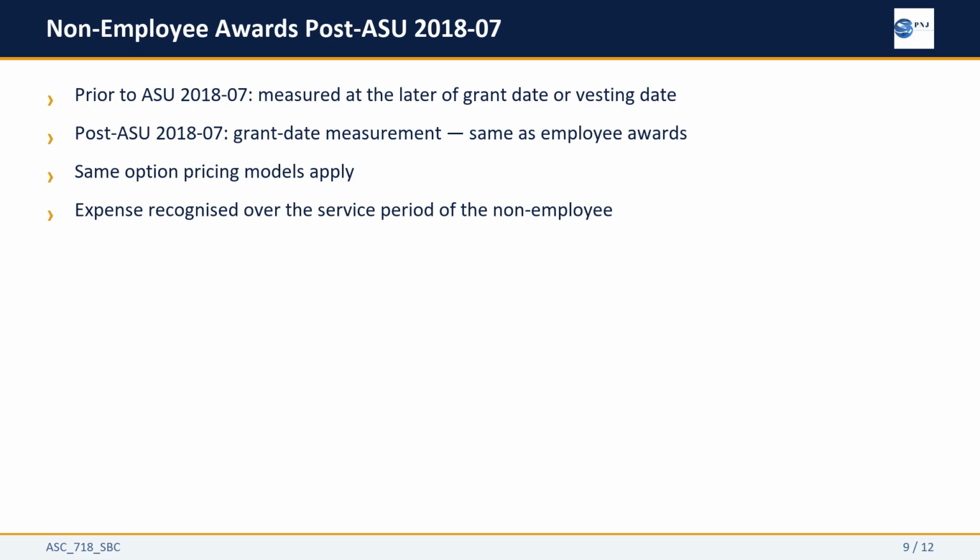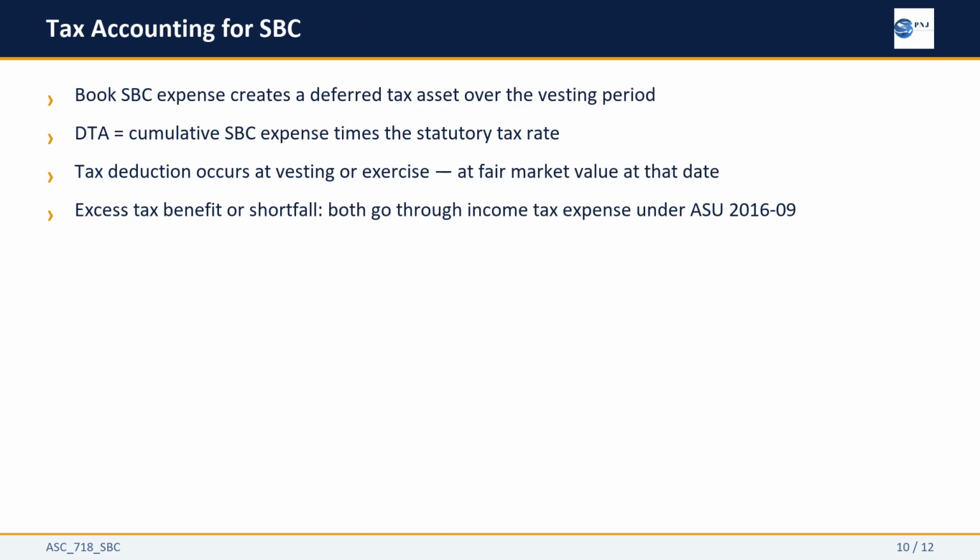ASU 2018-07 substantially aligned non-employee SBC with employee SBC. Now, non-employee awards are measured at the grant date using the same option pricing models. An expense is recognized over the service period, the same framework as for employees. Some narrow differences remain for specific non-employee award features, but for the vast majority of grants to consultants or advisors, the accounting is now the same as for employee awards.